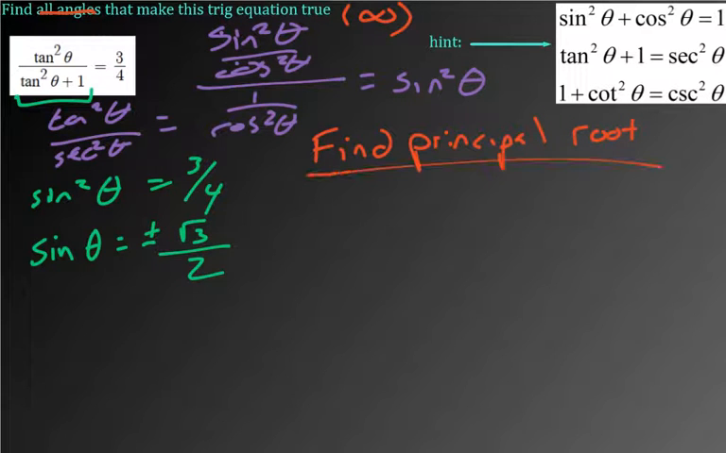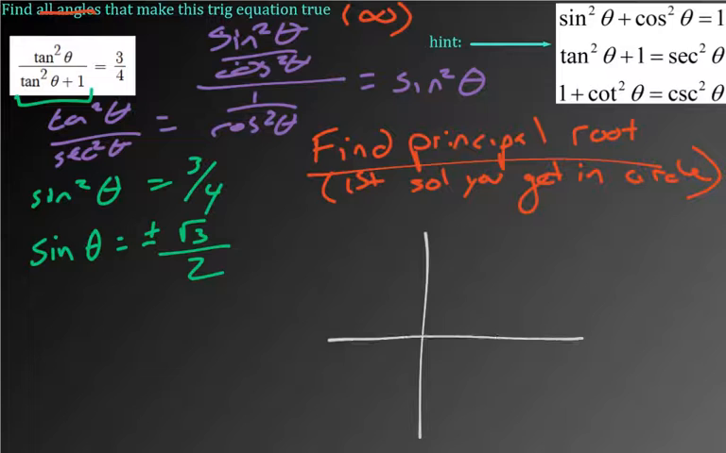What I mean by this is really just the first solution you get in the circle, okay? So instead of going around and around and around, sometimes we just need to know the first time that we get these answers. And so if we draw our circle, we're thinking all students take calc.